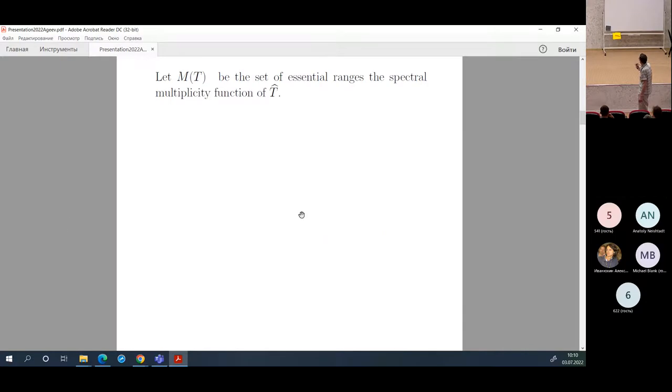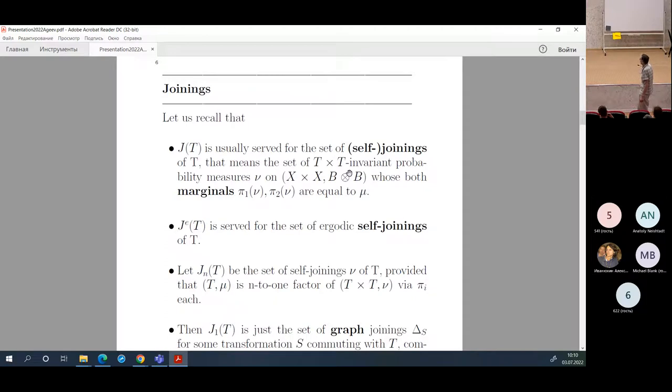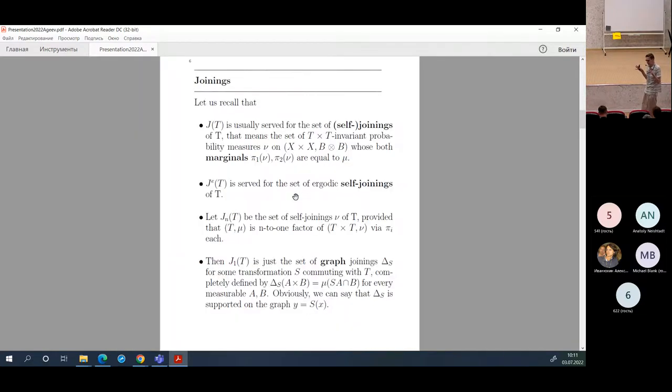Where MT is a set of potential ranges. And one more or less standard object to compare two dynamical systems, to see what they have in common, is the joining technique. It's the integral of probabilities of couplings, two measures associated with two dynamical systems. Studying these measures for the two dynamical systems, we can say what is more or less common to them.